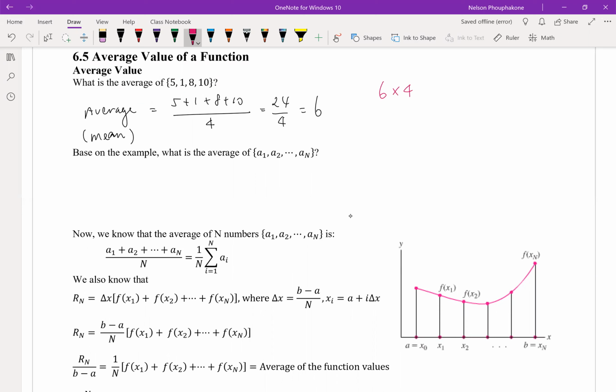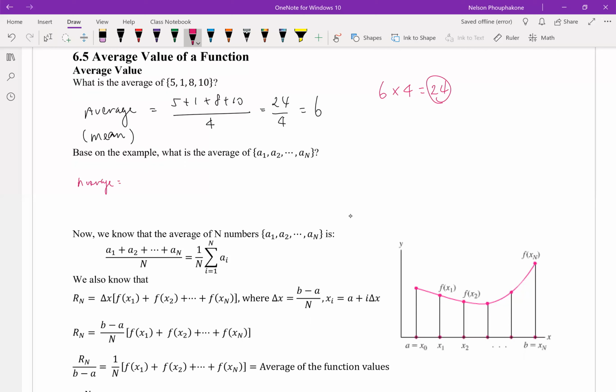by the total number. That means we have 4 numbers, right? And then we will get the total. Okay, so this is the idea about the average. So in some sense, if I have a list of n numbers, then how do we actually find the average?